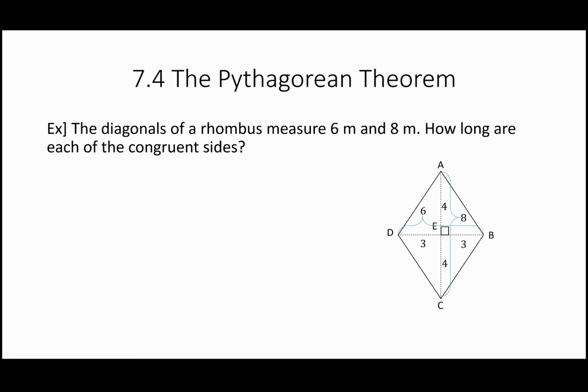So now I know that these edges right here that are formed by the diagonals intersecting one another, I'm talking about edges DE and EB, are both of length 3. And then similarly but distinctly, AE and EC are both of length 4. How do I know that? Because I cut the 6 and 8 length diagonals exactly in half. Perpendicular bisector. Bisect means cut in half, right?